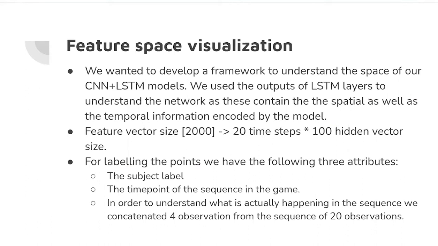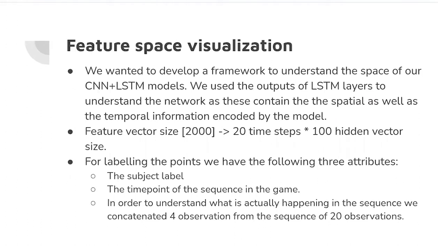We wanted to develop a framework to understand the feature space of all our CNN LSTM models. In this work, I have used the discriminator network as an example, but the same method can be applied to the imitation learning network or to the RL model, which relies on CNN LSTM type models. We used outputs of LSTM layers to understand the network, as these contain spatial as well as temporal information encoded by the model. The feature vector size is 2000. There are 20 time steps, and at each time step there is a hidden-size vector of 100.